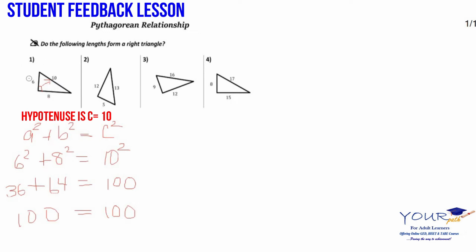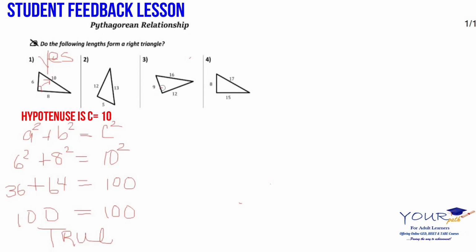So number one is a right triangle because a squared plus b squared equals c squared. 100 equals 100. That is true. So this is a true statement. Therefore, number one is a right triangle. Now let's look at number three.